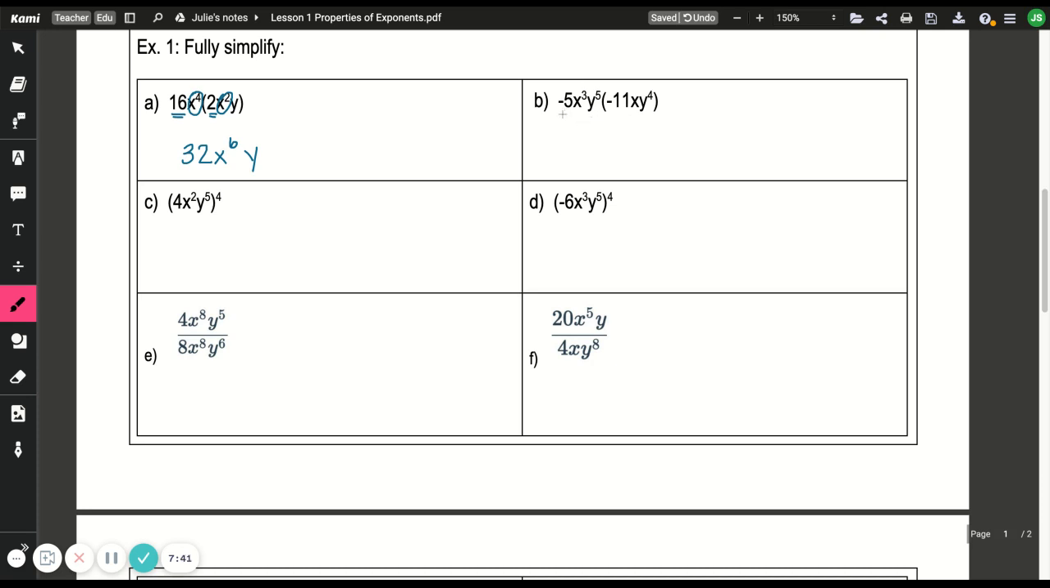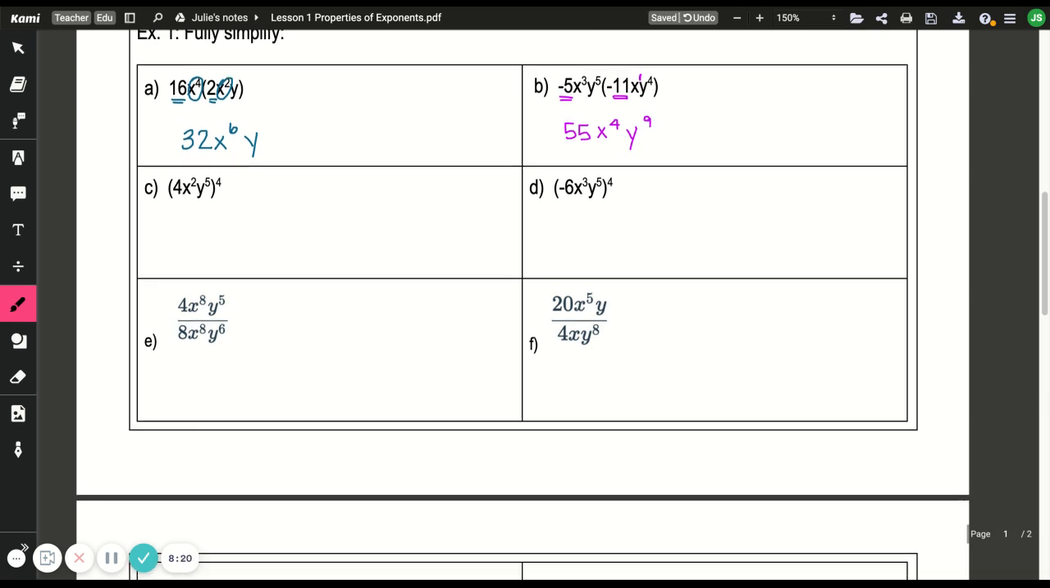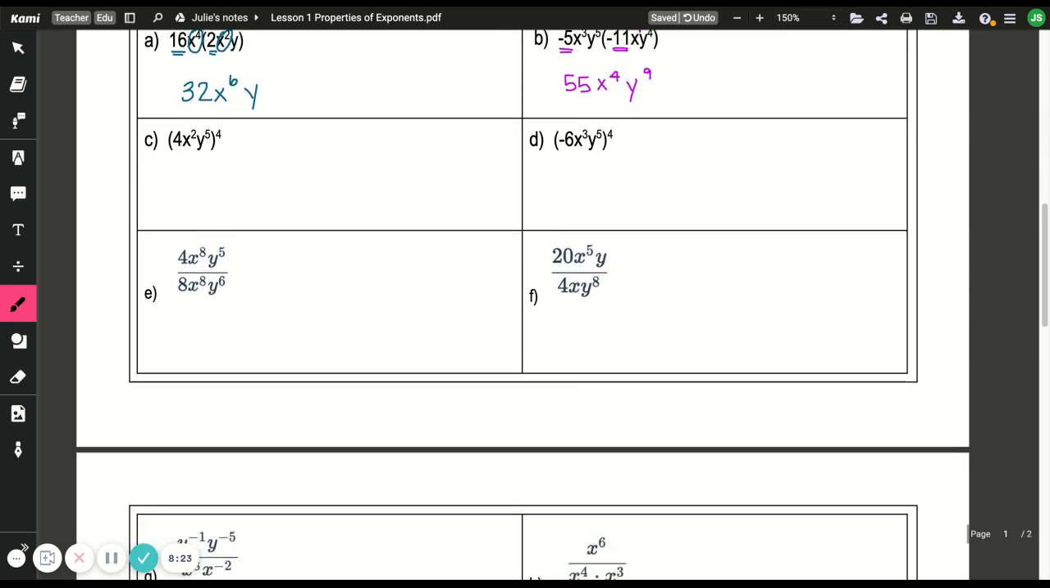Okay, did you pause and try this one? Let's do it together. -5, we're going to multiply coefficients. -5 times -11 is positive 55. I can combine the x's, multiply the x's. Remember for this one, if there's no exponent, that means that it's a 1. So x to the 3rd times x to the 1st, I add their exponents and get x to the 4th. And then I can also multiply the y's. Y to the 5th times y to the 4th, I add their exponents, y to the 9th. So that was the product property.